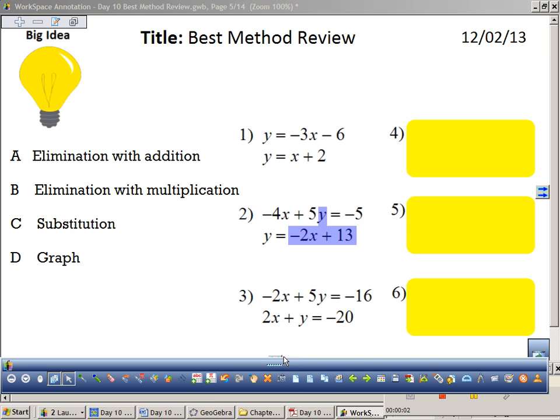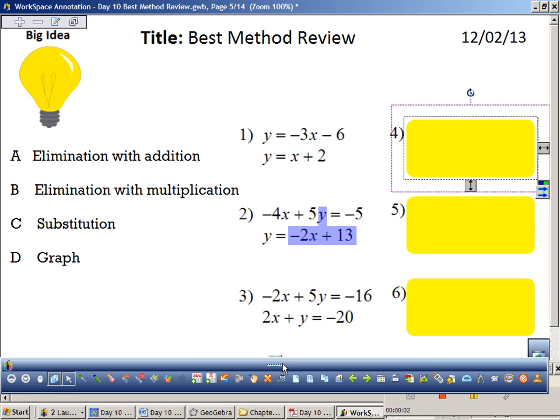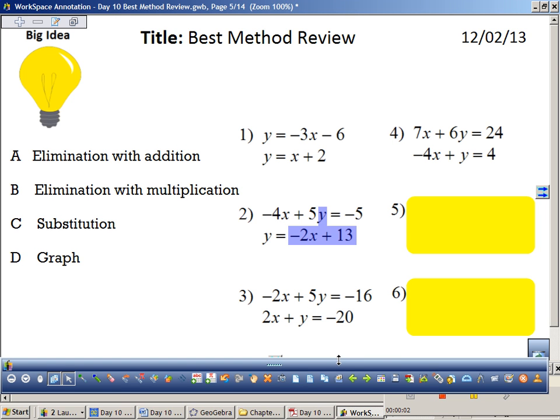What would you do for number 3? Addition. Perfect. Because you've got what? It's a 0 pair, or they have opposite coefficients. Got this one. How about Chris?